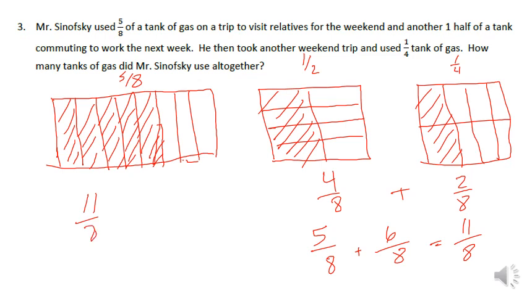So 11 eighths, which is equal to 8 eighths plus 3 eighths. Now it says, how many tanks of gas did he use altogether? Well, he used 1 and 3/8 tanks of gas.